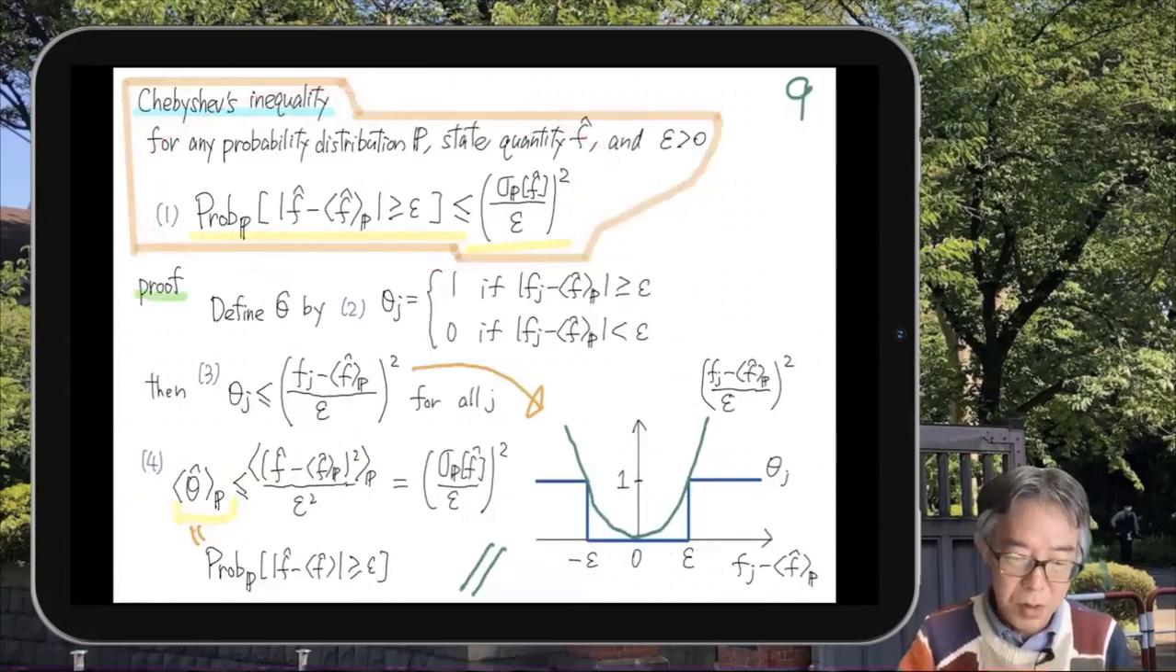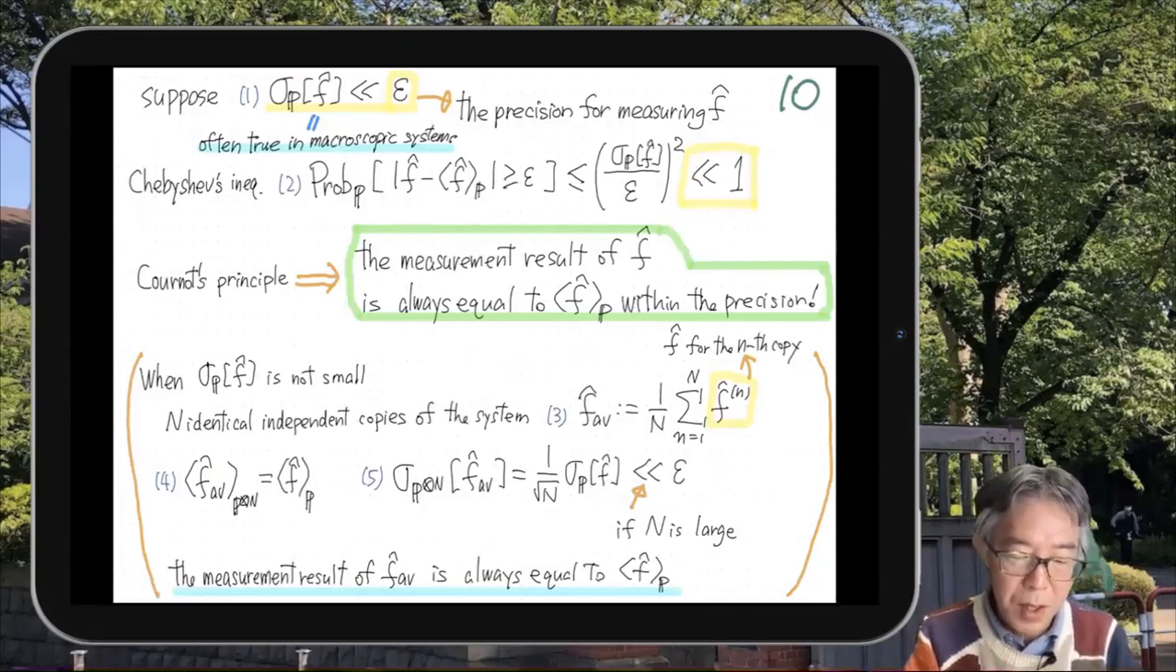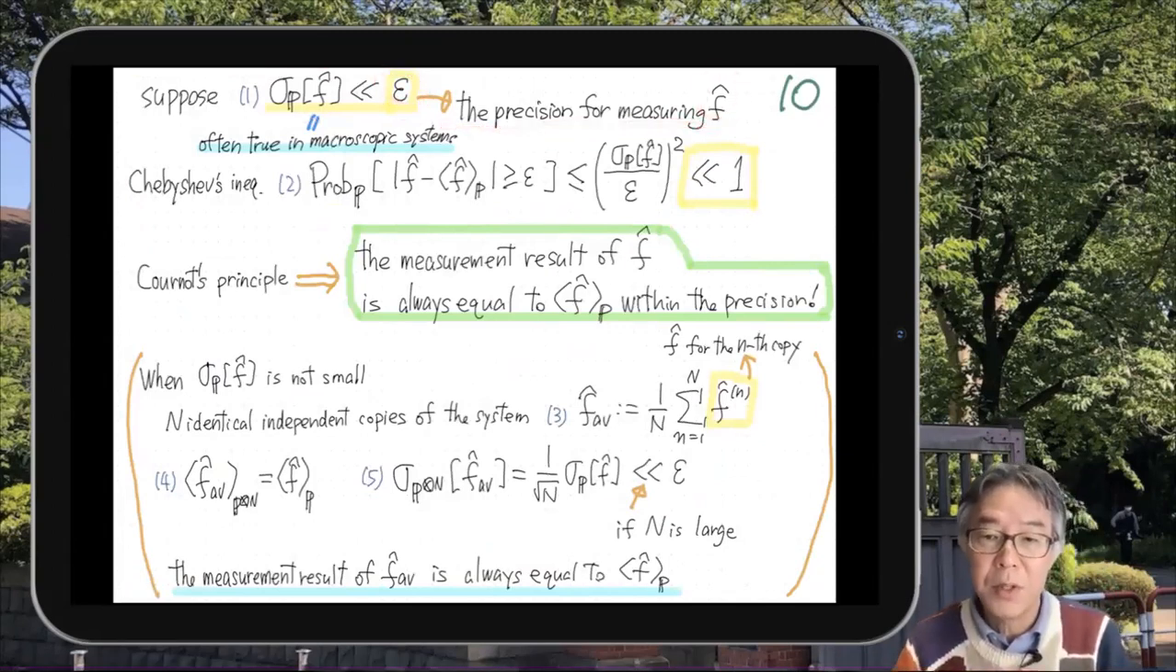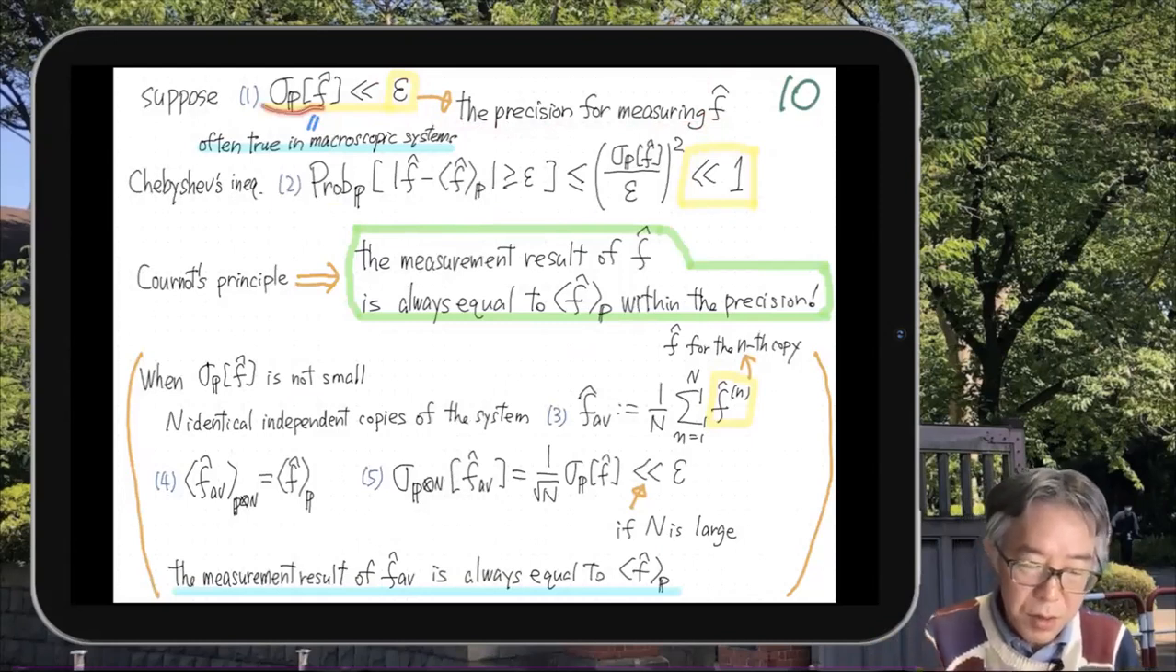Then we can answer the question about the expectation value. First of all, suppose that it happened that the standard deviation of f is much smaller than epsilon. And here epsilon denotes the precision for measuring or discussing this physical quantity f. f is a physical quantity, so there should be some precision which is necessary and sufficient for our purpose of discussing physics. That is this epsilon, and we assume that the standard deviation is much less than epsilon.